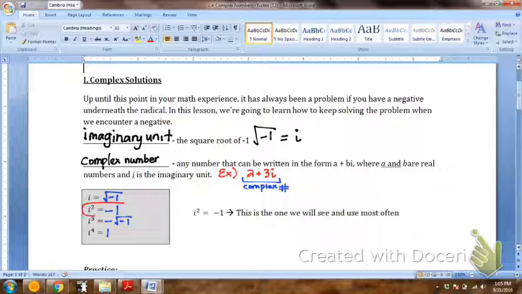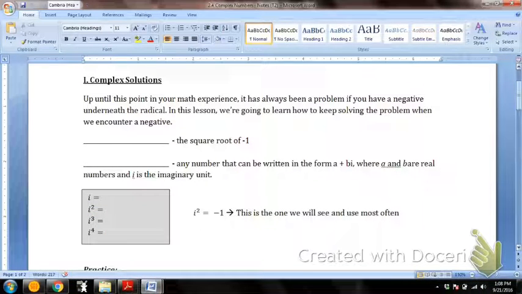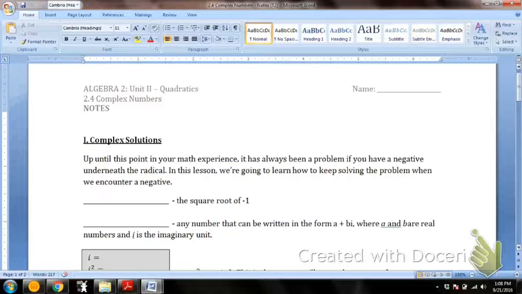The one that we will deal with the most is the i squared. Anytime you see an i squared in your homework or in your problem or whatever, you need to automatically change it to a negative 1. Okay? Anytime you see i squared, you need to change it to a negative 1 in your problem. Any questions about that so far? What an imaginary unit is. All right.